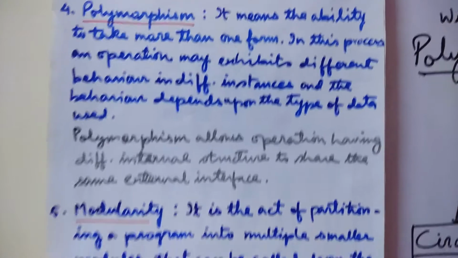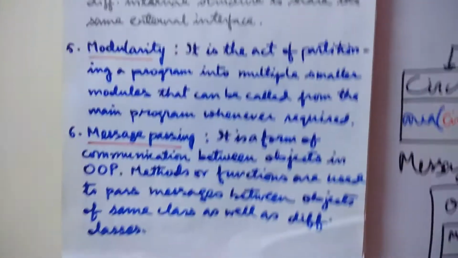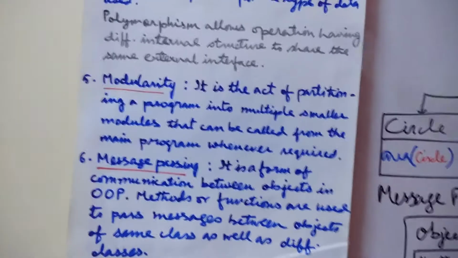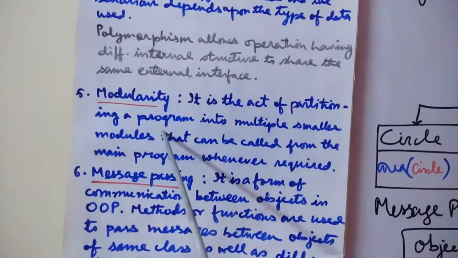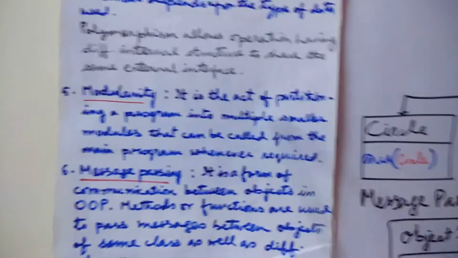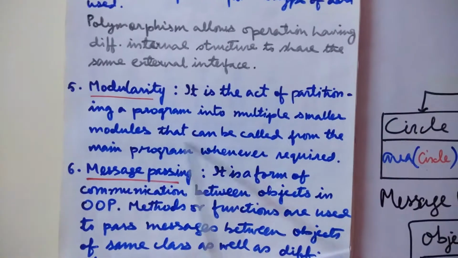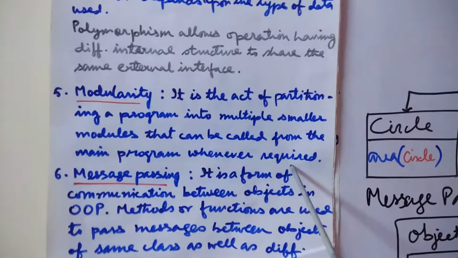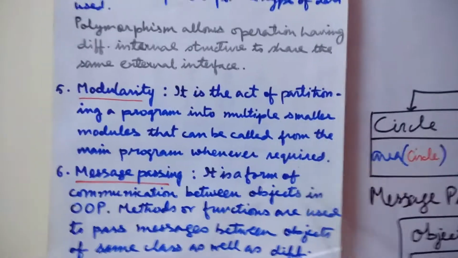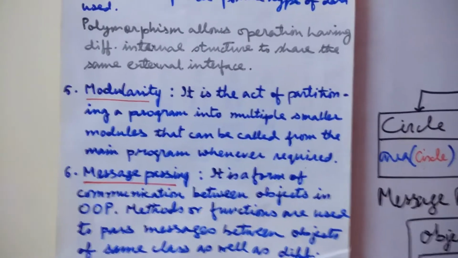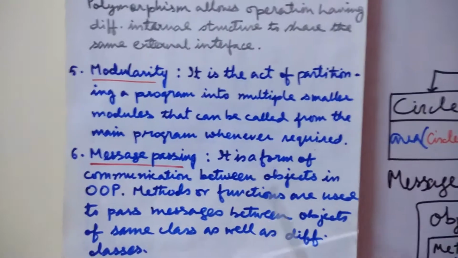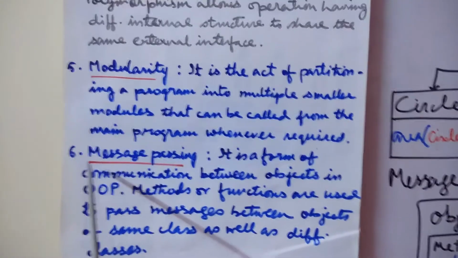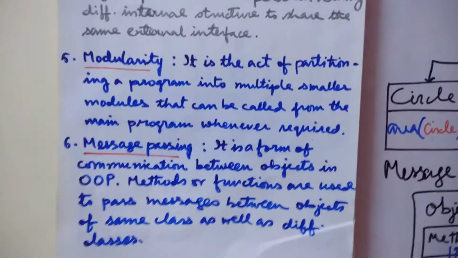that we'll discuss afterwards when you learn the chapter on functions or methods. Next comes modularity and message passing. What is modularity? It is the act of partitioning a program into multiple smaller modules that can be called from the main program whenever required. That means one program is divided into small different functions, and those functions are combined together and called when required. That is also known as modularization of a program.